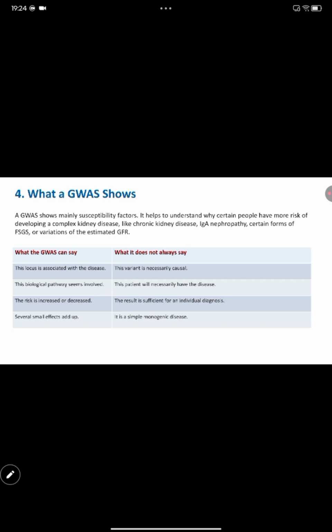This is a huge difference. So we must keep in mind what the GWAS can say and what it does not always say, especially when it comes to monogenic disease. I would repeat, we're not looking for a monogenic disease. We are just looking for associations that might explain any complex disease.